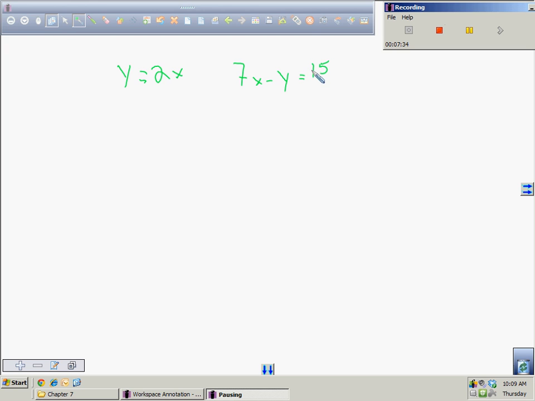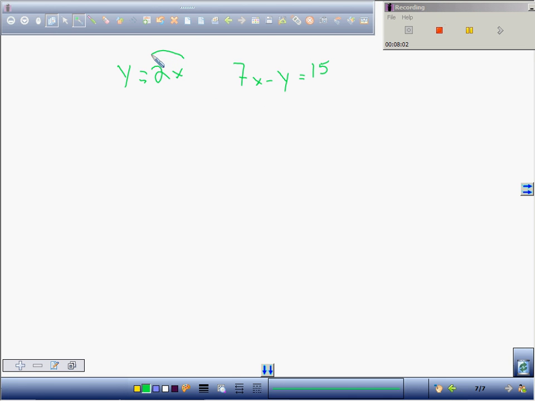To do this, I need to substitute. I'm still going to substitute. There you go. And my goal in substitution is to get one equation that has just one variable, either all x's or all y's. So does anyone see something I could plug in over here to get an equation with just one variable? Since y equals 2x, I can take that 2x and put it into that equation.